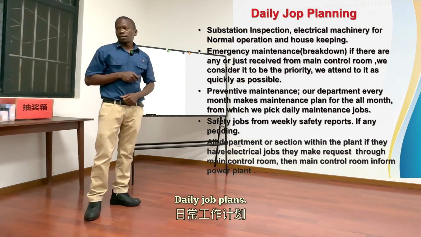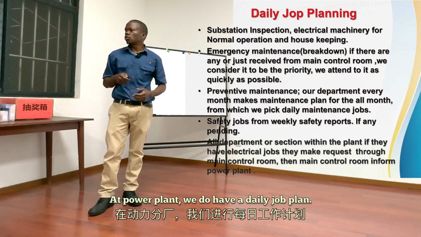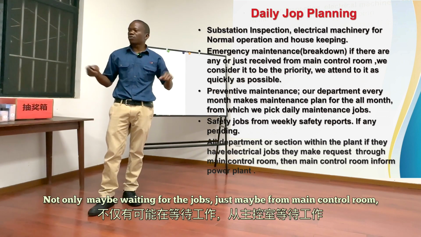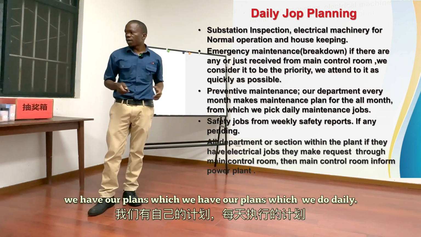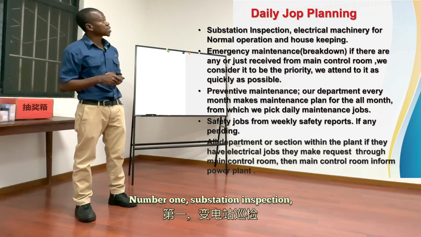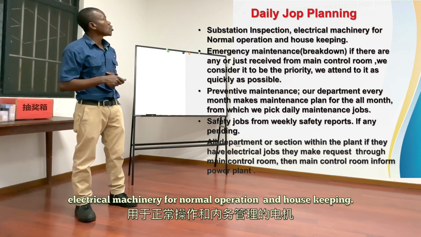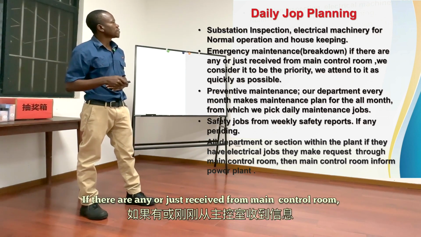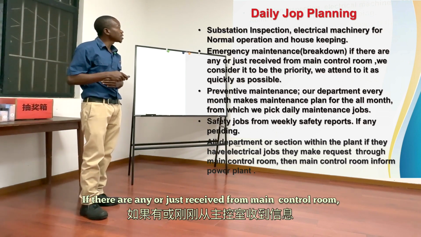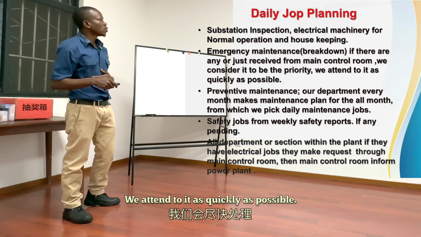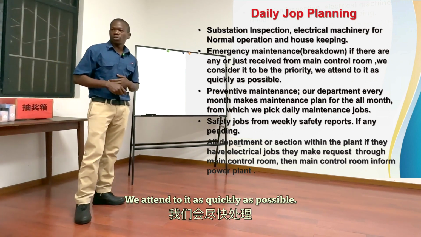Daily job plans. At power plant, we do have a daily job plan. Not only maybe waiting for the jobs just from the main control room, we have our plans which we do daily. Number 1, substation inspection, electrical machinery for normal operation and housekeeping. Emergency maintenance, breakdown. If there are any just received from the main control room, we consider it to be the priority. We attend to it as quickly as possible.